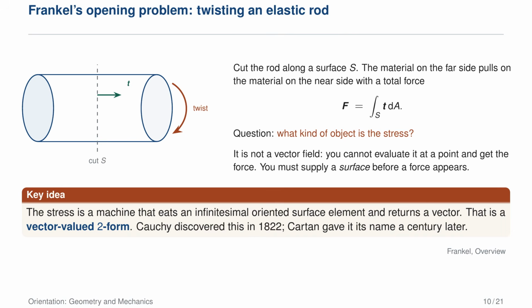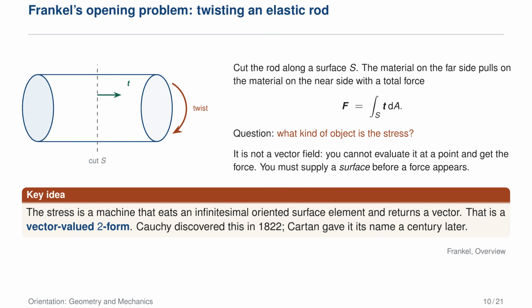Frankel opens his book with a problem from engineering, and it is the right place to start. Take an elastic cylindrical rod and twist it. Now cut the rod along a surface. The material on one side of the cut pulls on the material on the other side, and the total force across the cut is the integral over that surface of something called the traction. So here is the question.